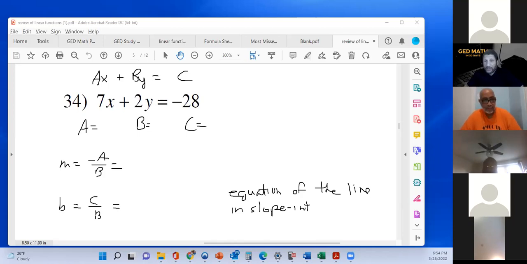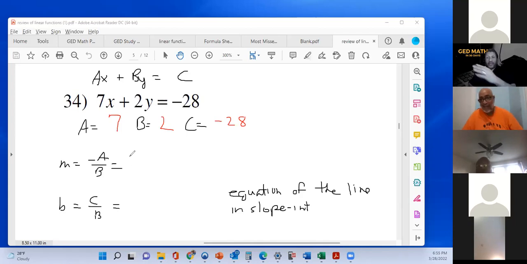All right, so let's go over this. A is what? A is 7. B is what? Negative 2. C is what? Negative 28. Negative 28. Make sure you see those. Make sure you bring the signs with you.